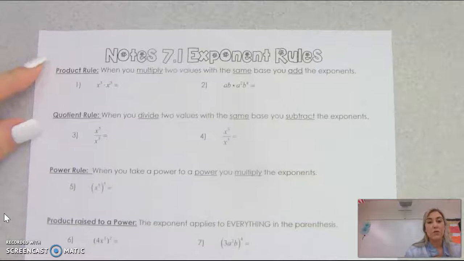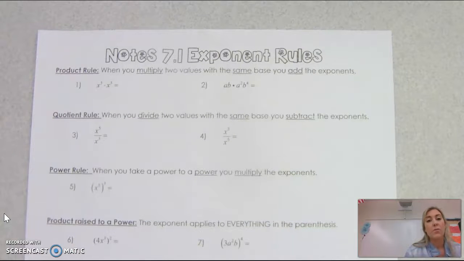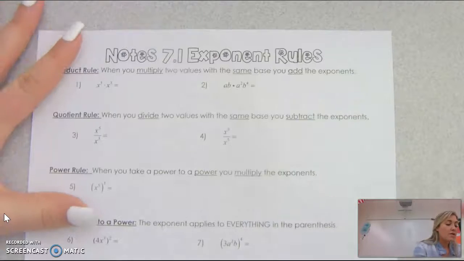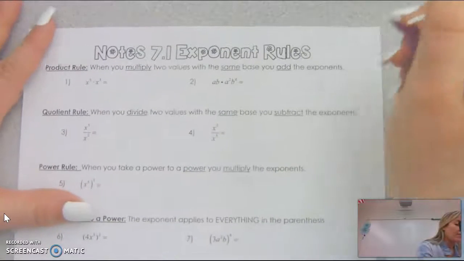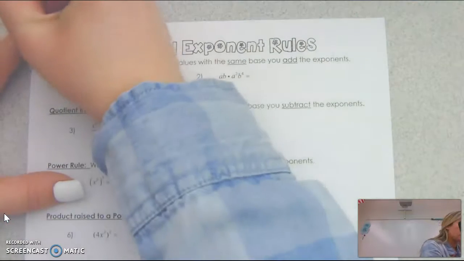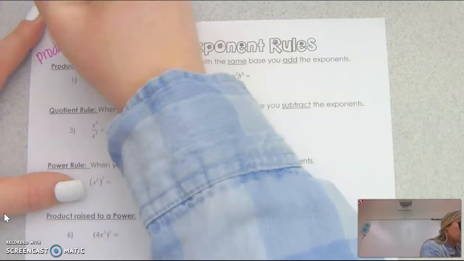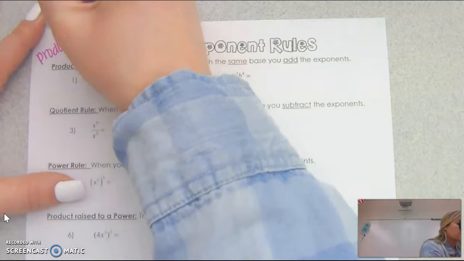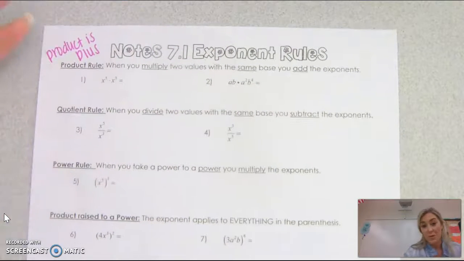So first rule is the product rule, which states that when you multiply two values with the same base, you add exponents. Something that I like to say for the product rule is product is plus. It's kind of a good way to remember it. They both start with P's.